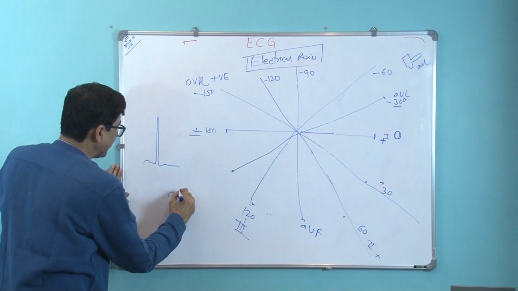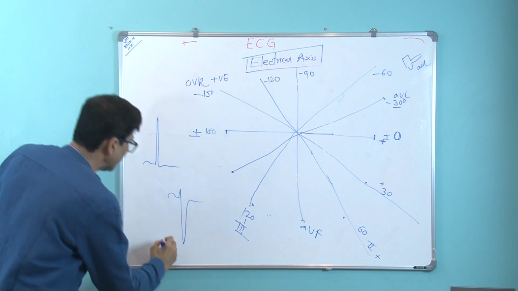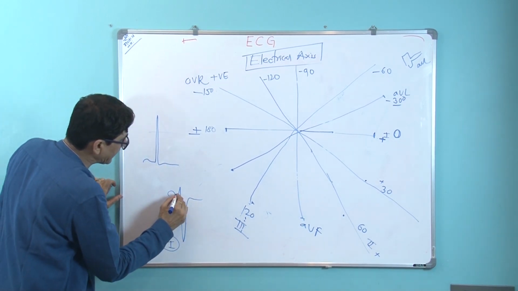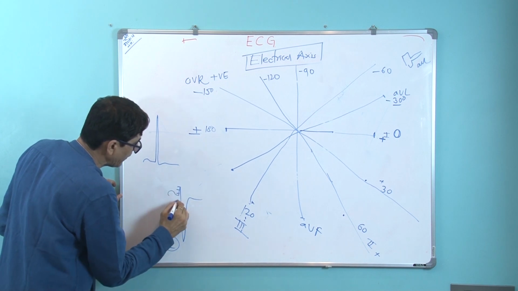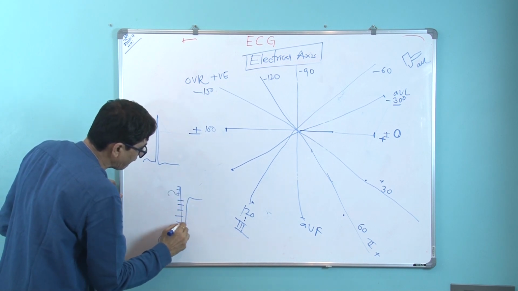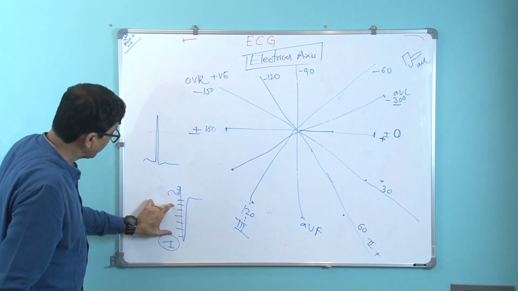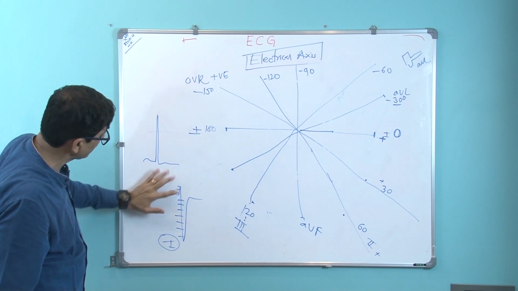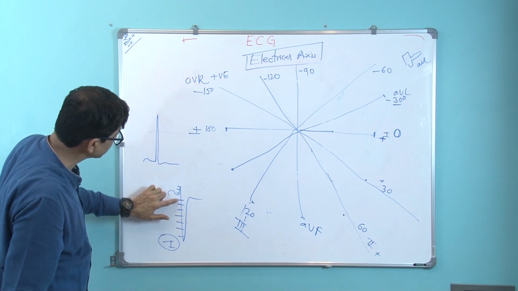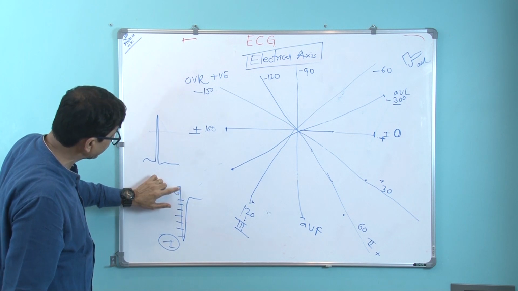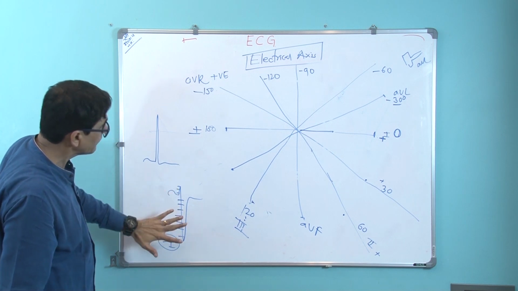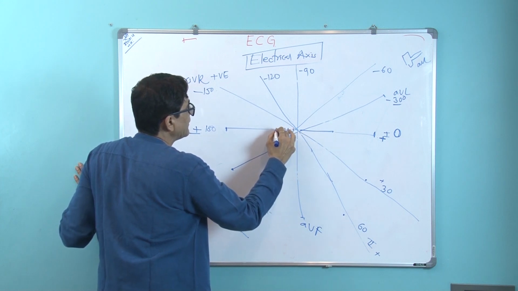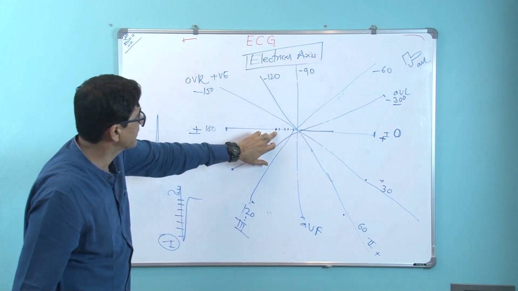Suppose this is lead first, for example. So how many millimeters positive? 1, 2, 3. And how many millimeters negative? 1, 2, 3, 4, 5, 6, 7. 7 minus 3, because you have to subtract this, na? Final deflection will be 8 and 3. So 8 minus 3 is negative 5. So 1, 2, 3, 4, 5. So lead one will come here.